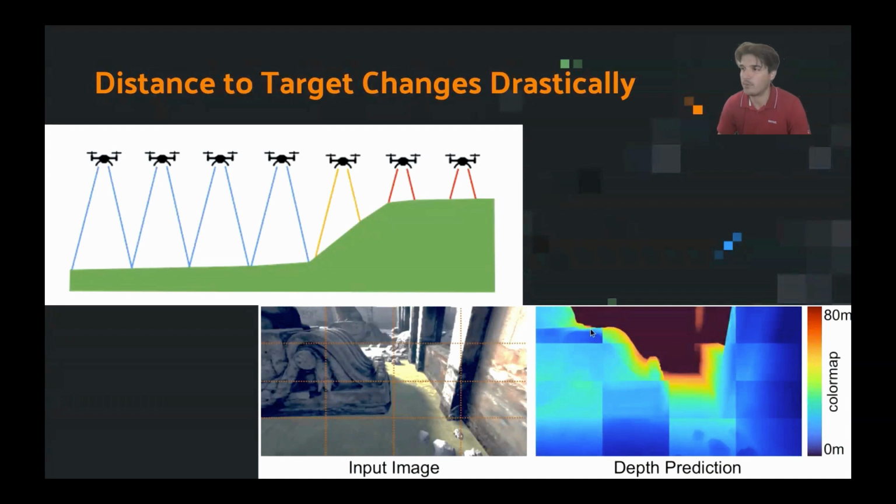Another way to think about this problem is the distance to target changing drastically. We can see this diagram here on the left of our drone getting closer and closer to a hill and the distance above the target changing. This is important because we want to make sure that when we think about flying our drone, we have to either make the decision of, is our drone always going to be, let's say, 50 feet above the target, or is our drone going to have varying heights?